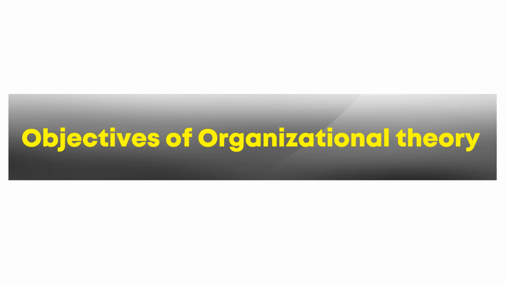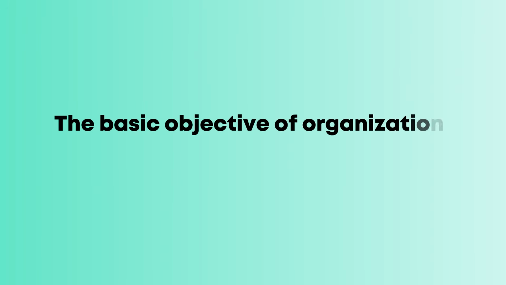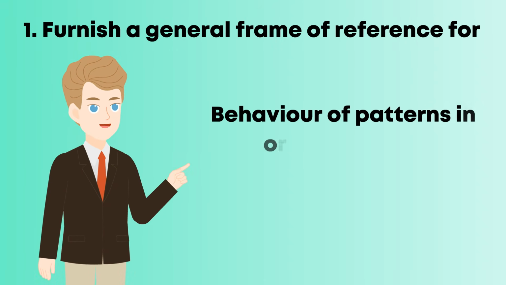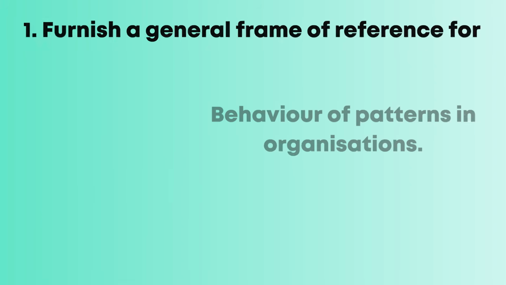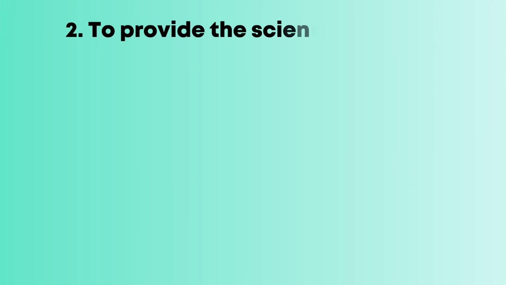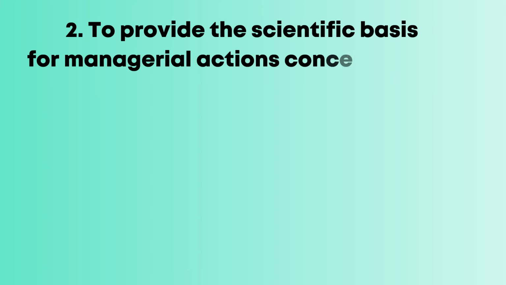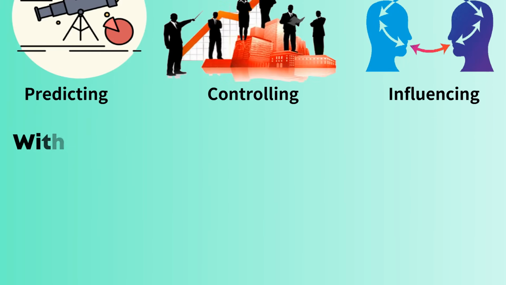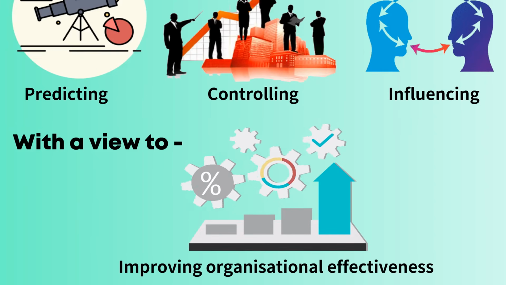Objectives or usefulness of organizational theory. The basic objective of organization theory is to: 1. Furnish a general frame of reference for understanding and explaining the behavior of patterns in organizations, and 2. To provide the scientific basis for managerial actions concerned with predicting, controlling, and influencing these behaviors, with a view to improving organizational effectiveness.